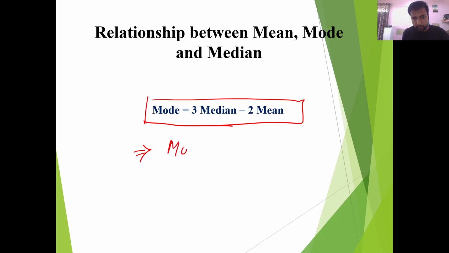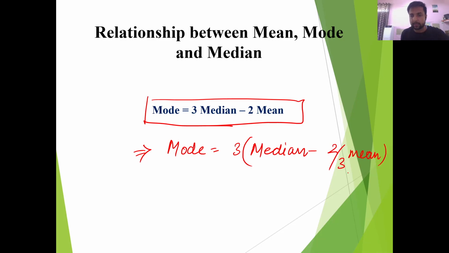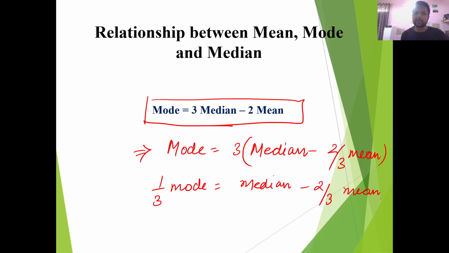Like if mode is there, they can take 3 as common, and the remaining will be 3 median minus 2 by 3 mean. Or they can write 1 by 3 mode is equal to median minus 2 by 3 mean. Similarly, they can twist it in any way. They can take the left hand side to the right hand side and do multiple changes. That's how they are going to play with this formula: mode is equal to 3 median minus 2 mean.